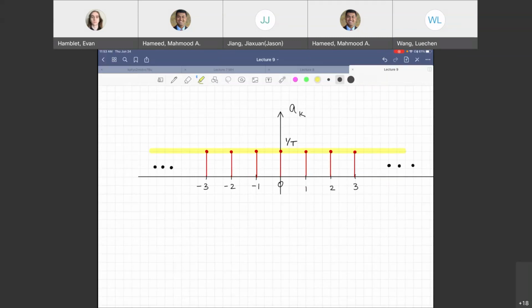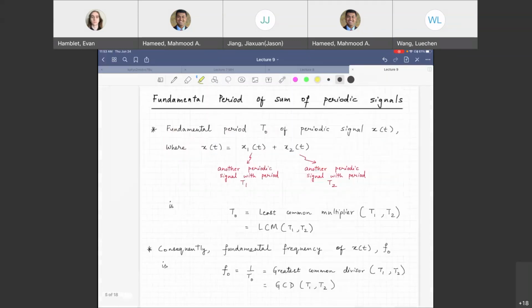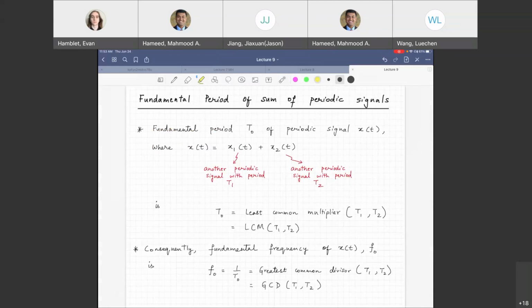Fourier series coefficients of the square wave. Fourier series coefficients of an impulse train. You're all okay with that? Next, we have a fundamental period of sum of periodic signals.